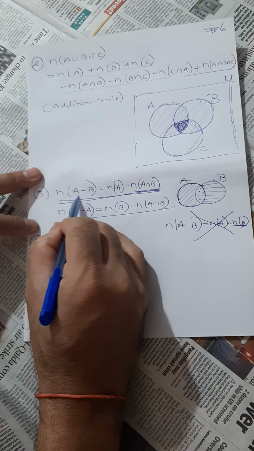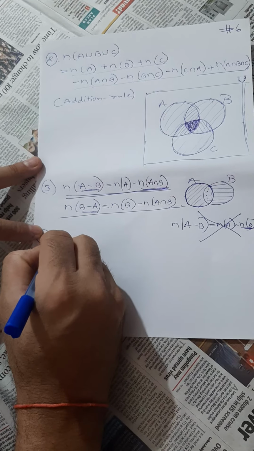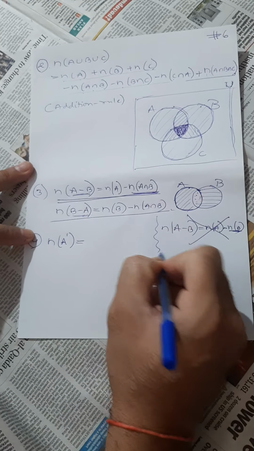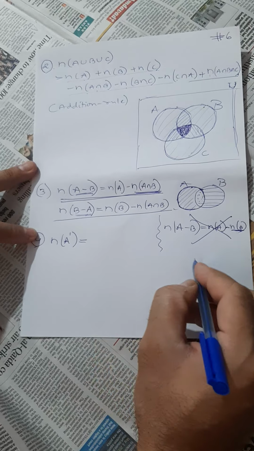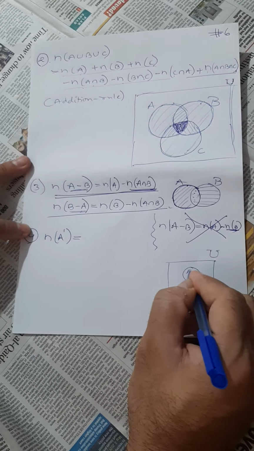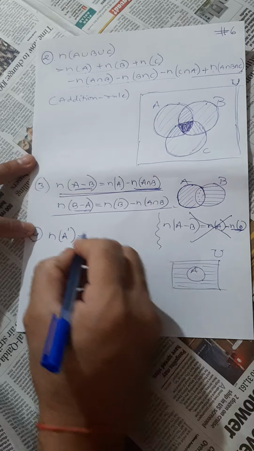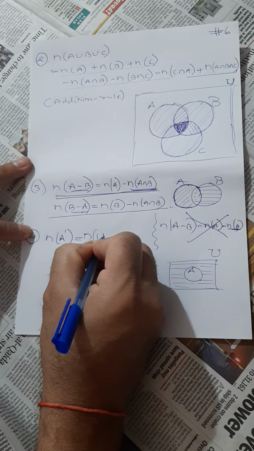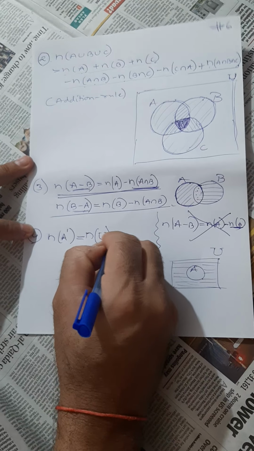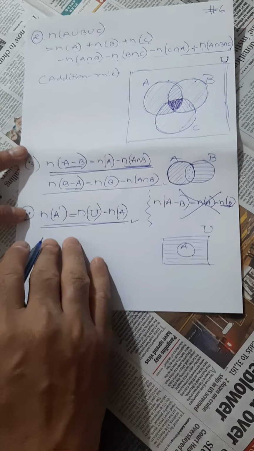Fourth one, you know this is sometimes read as only A, this is read as only B. Next, the number of elements in A dash, which is again so simple. If this is the rectangle, which is the universal set, this is a set A. So you want members in this. So that is the number of elements in the universal set, the entire rectangle, minus the number of elements in A. This is always true.